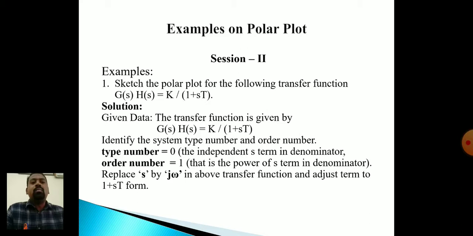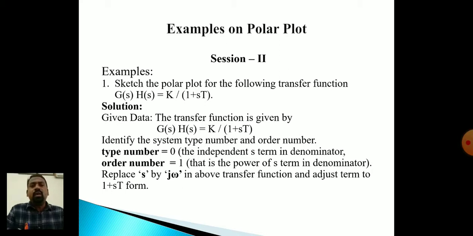And the order number is the highest power of s in the denominator. Here it is s to the power of 1, which gives the order, nothing but the polynomial of s in the denominator. If it were s into 1 plus sT in the denominator, combining both gives s squared, so the order would be 2. But in this example, 1 plus sT has s to the power only 1, hence the order is 1.